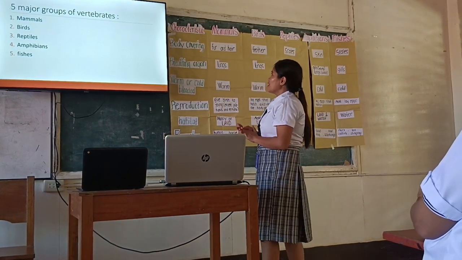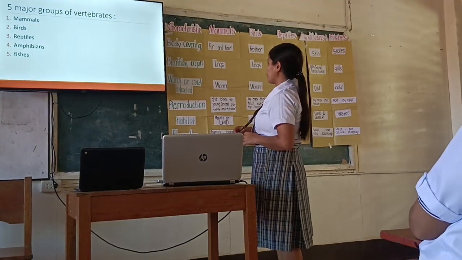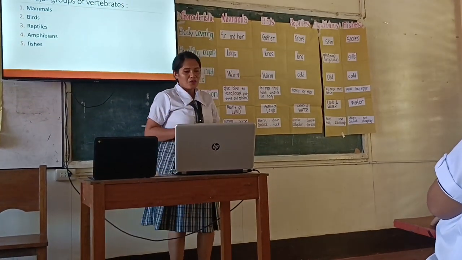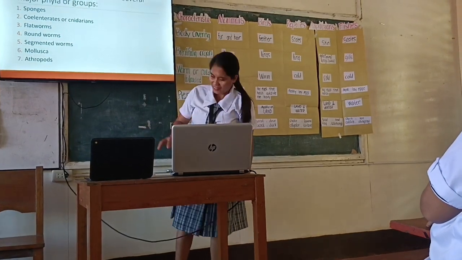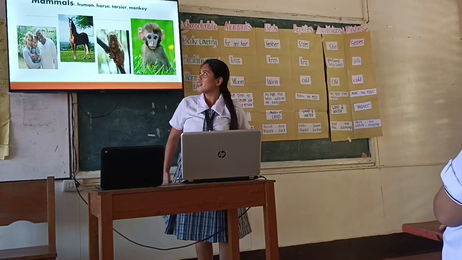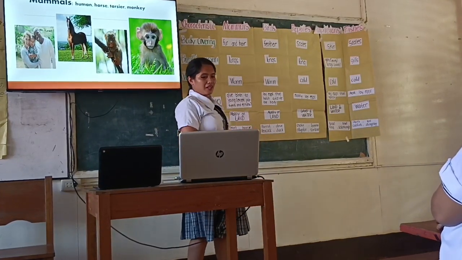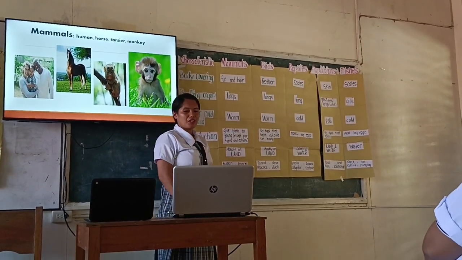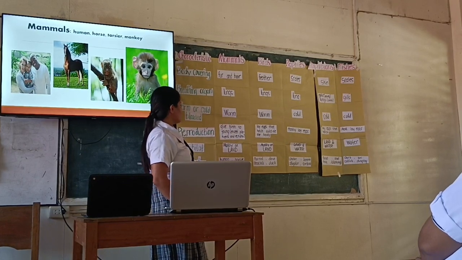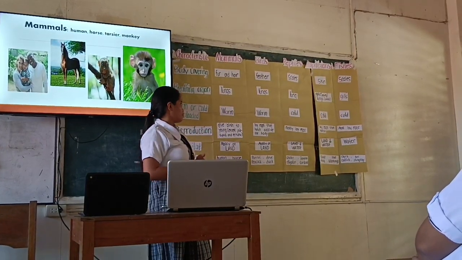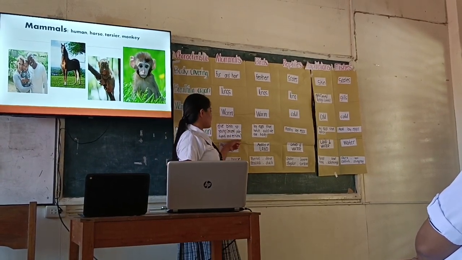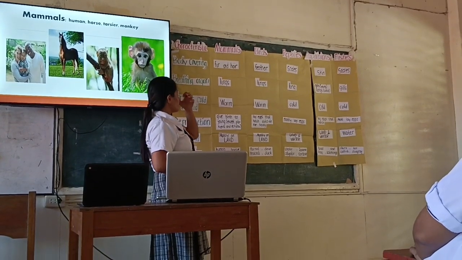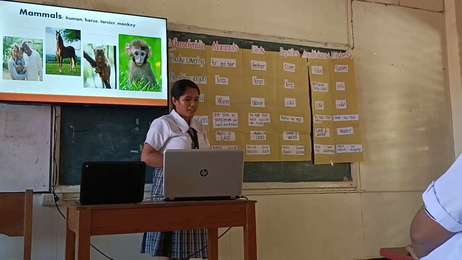So let's discuss the five major groups of vertebrates and their characteristics. Let's start first with mammals. Okay, mammals. The mammals are the most dominant form of animal, belonging to the class Mammalia. They are found in almost all types of habitats. They live mostly on land and they give birth to their young, except the platypus and the echidna. The mammals have mammary glands to feed their young. The body covering of mammals is fur and hair.